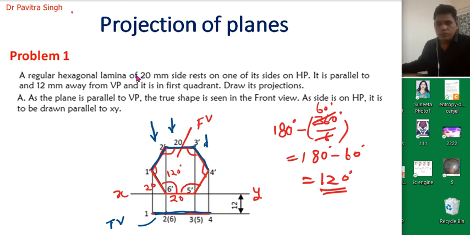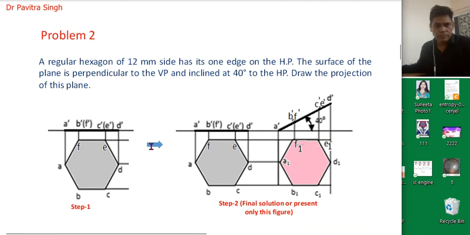Now we will try to solve another problem. In this problem you can see a regular hexagonal lamina of 12 mm side has its one edge on the horizontal plane.